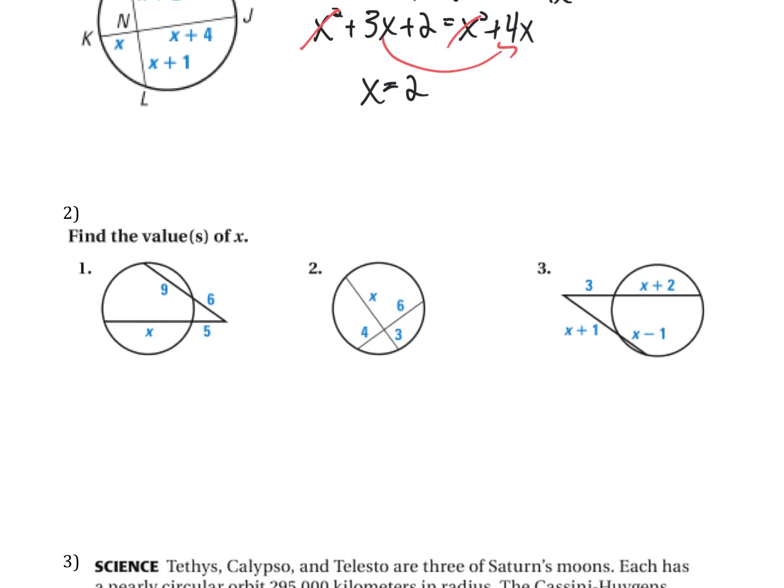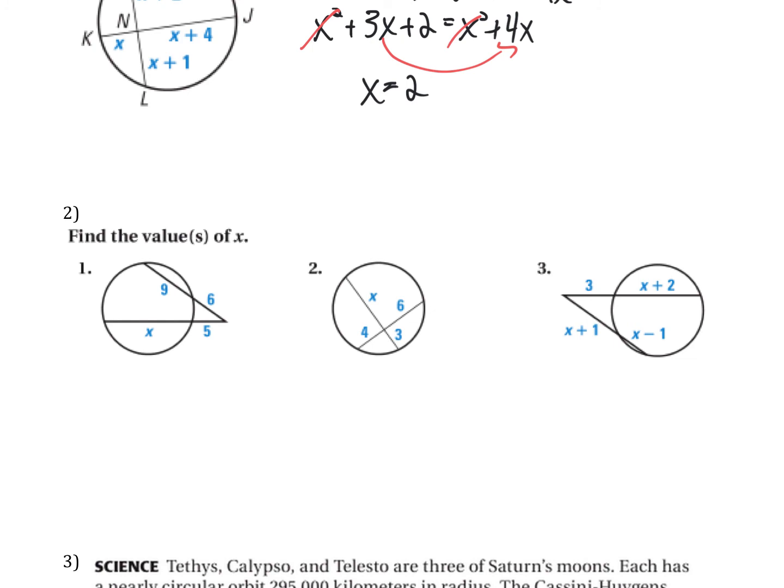Okay. If we look at these next ones, problems 1, 2, and 3 under problem 2, it kind of gives you a mixture of a few of the different properties we learned about. Let's do number 3. 1 and 2 are a little bit easier versions. Let's try number 3. This is the case where I have two secant lines intersecting.